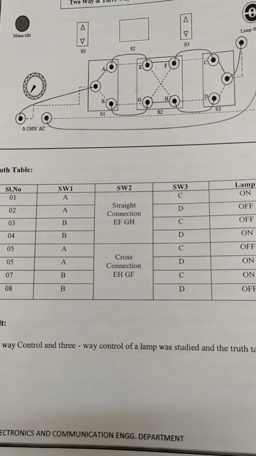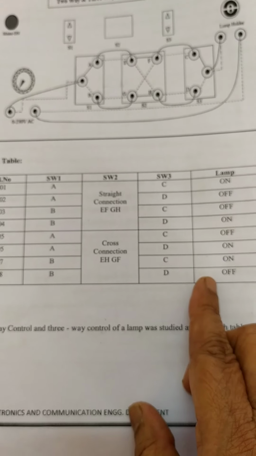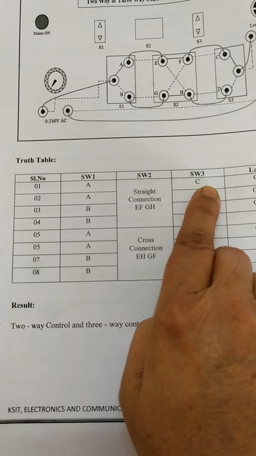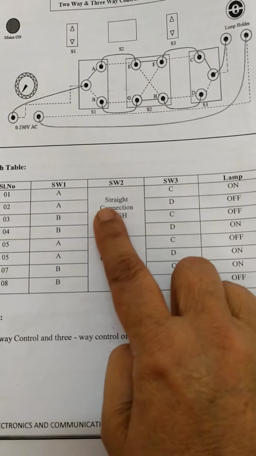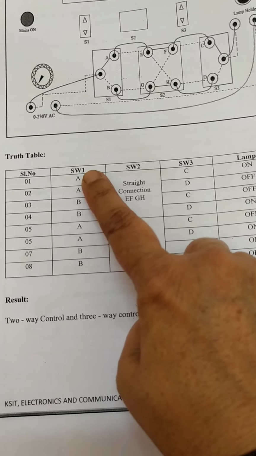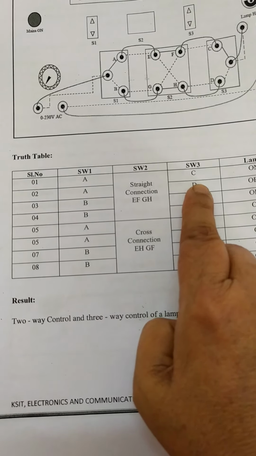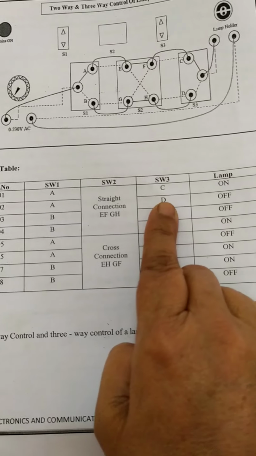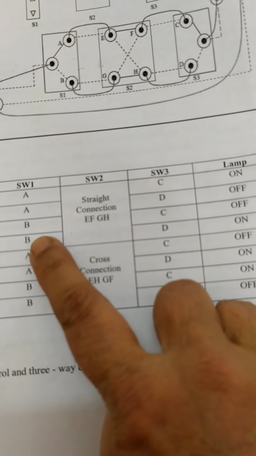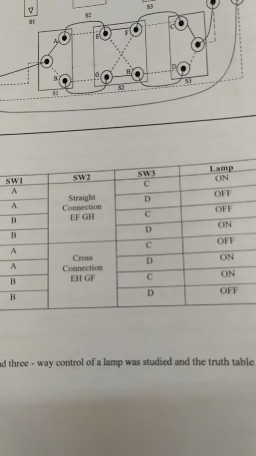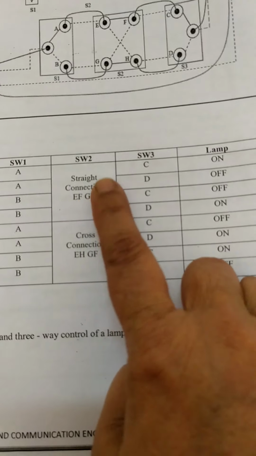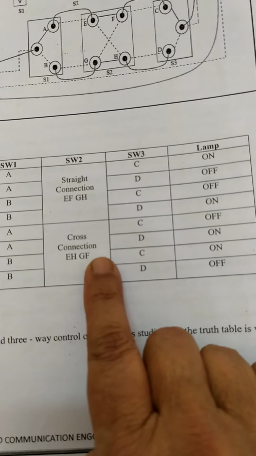Fine. Coming to the truth table, this is how it looks. Switches S1 and S3 will be on as usual, but keeping the intermediate switch in the straight condition. Here again, when S1 is in A and S3 is in C and D position, what is the lamp condition? That is what we have to check. Again, when it is in B position and S3 is in C and D positions, what is the condition of the lamp? That is what we have to check for straight connection. The same thing is repeated for cross connection.